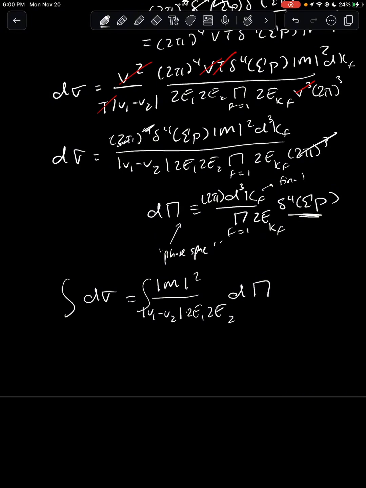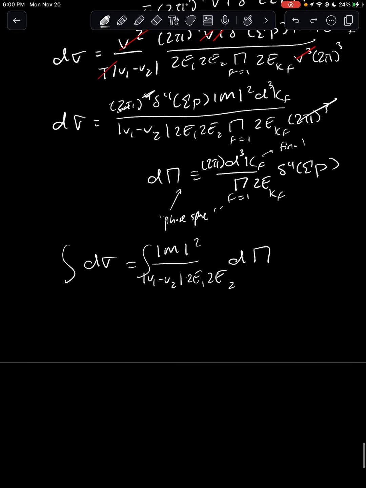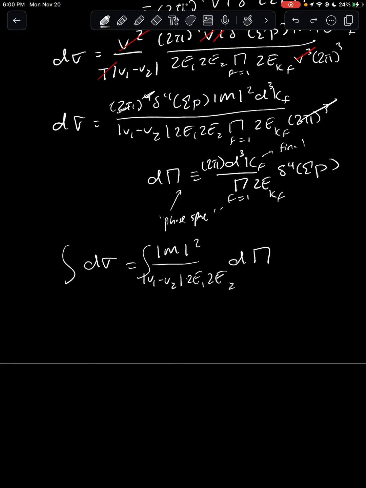Yes, it's going to technically be infinite since it's delta to the 4th of 0, but we just kind of ignore that, I guess. It's enforcing momentum conservation. And basically, with that, we're pretty much done here. This is our actual, they call it Fermi's golden rule. I think that's what the kids today call it.